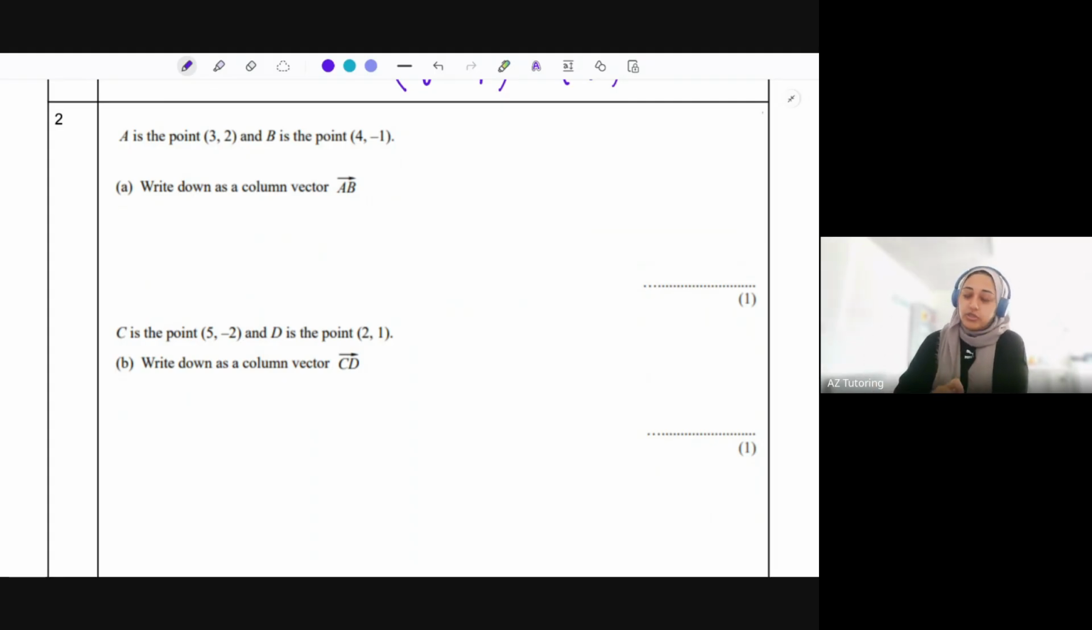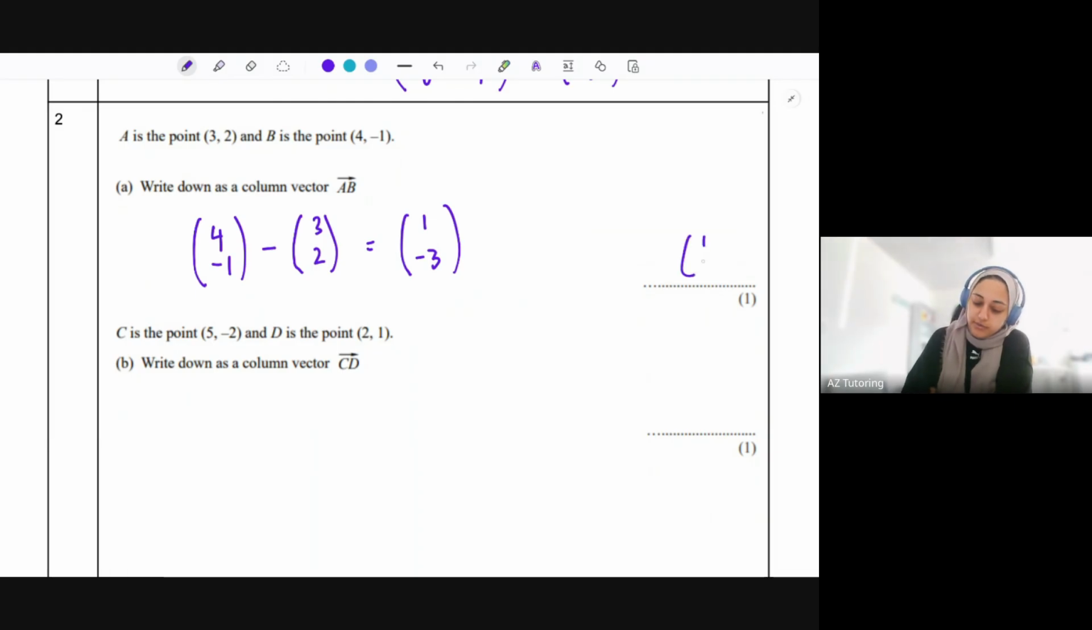So what you need to do is change the coordinates to column vectors. Since we're going A to B, I'm going to do column vector B minus column vector A. Writing B as a column vector, that's just 4, -1. We're then minusing A, which as a column vector is 3, 2. For the top, we've got 4 - 3, which just gives me 1. And on the bottom, we've got -1 - 2, which is just -3.